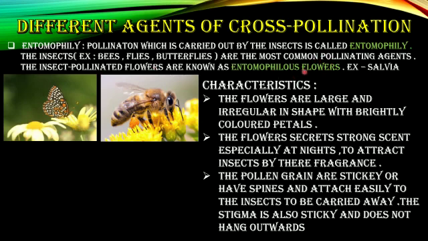Now what are the characteristics of these flowers? The flowers are large, brightly colored. The flowers are scented to attract insects for pollination. The pollen grains are sticky or they have spines so that they can get easily attached to the body of the insects, and the insects can carry these pollen grains from one flower to the other.